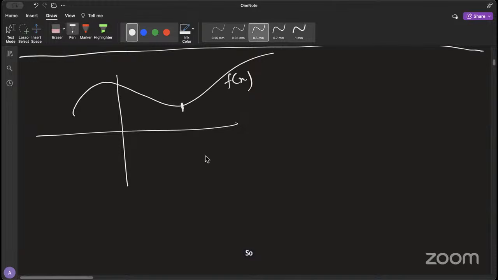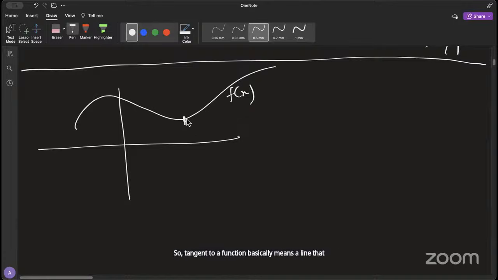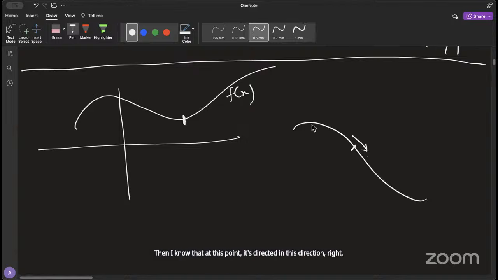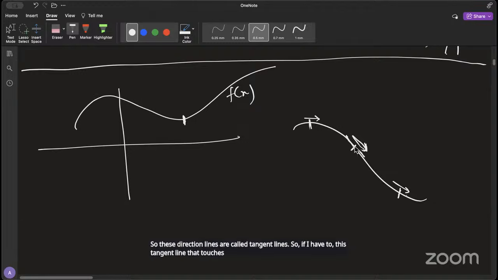So tangent to a function basically means a line that gives you the direction. So if you've chosen this point, then I want to know where my function is directed towards. Directed as in, if I have this function, then I know that at this point, it's directed in this direction, right? And at this point, it's directed in this direction. And at this point, it's directed in this direction. So these direction lines are called tangent lines. So if I have this tangent line that touches this point and then passes the curve is called your tangent line. At this point, it will be this thing.